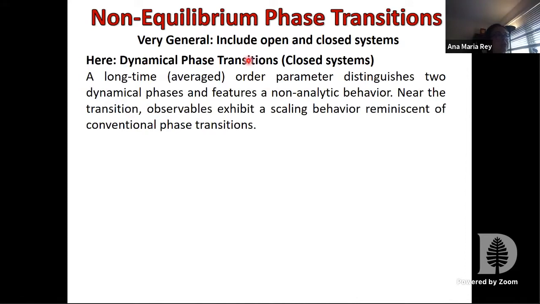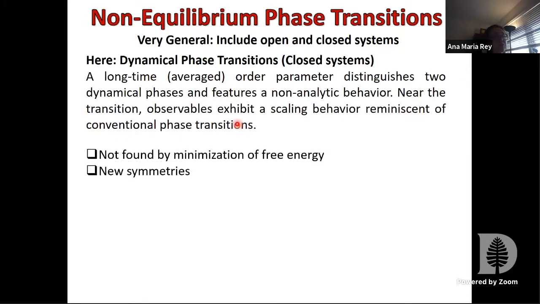The definition of dynamical phase transitions is the existence of another parameter, which can be a time average or the long-time behavior, and this parameter is going to distinguish two different dynamical phases and features a non-analytic behavior at a critical point. Near the transition, we expect to see the same scaling behavior that you find in typical conventional phase transitions. But the difference is that these transitions cannot be found by minimization of the free energy, and there are no symmetries that apply.